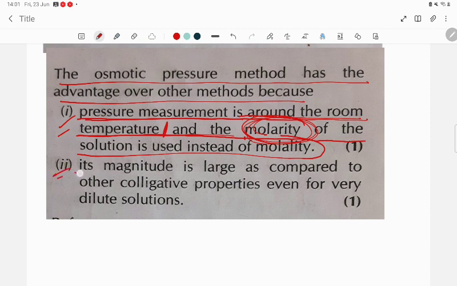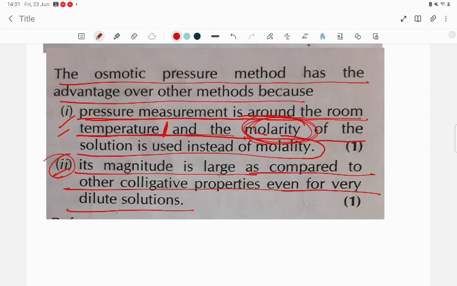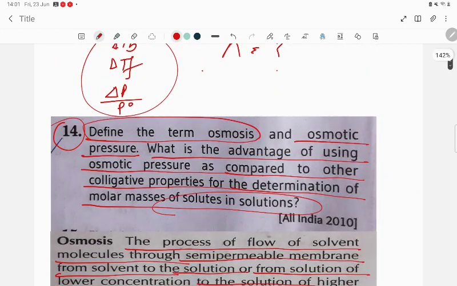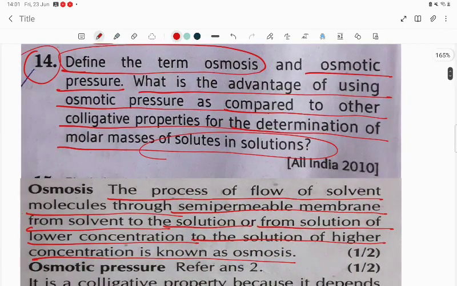Now the second one: its magnitude is large as compared to the other colligative properties even for very dilute solutions. So student, you will find that the molar mass in case of osmotic pressure becomes very high, like 1,05,000 or 1,50,000. So that is what they are saying, its magnitude is large as compared to the other colligative properties even for dilute solutions. That is why we use osmotic pressure to calculate the molar mass of biomolecules such as proteins and amino acids, right?